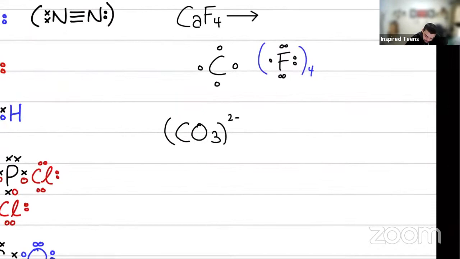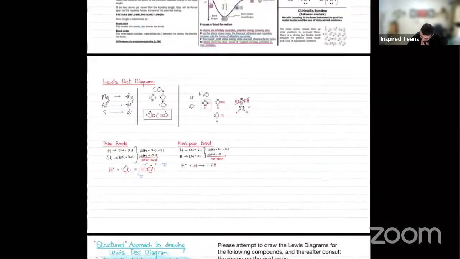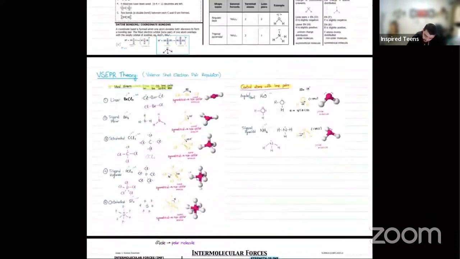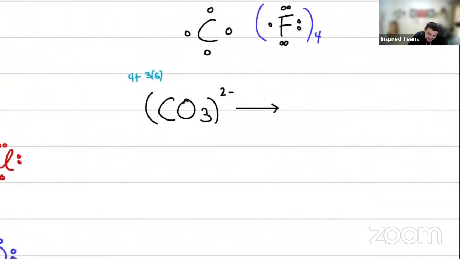Okay. Let's have a look at this. Let's follow it step by step. Count the total number of electrons. So here we have carbon, which has 4. So it's going to be 4 plus oxygen. Each oxygen, I believe, has 6. And then 2- means it has 2 extra electrons, so I will have to add 2. Six times three is 18, plus 4 is 22, plus 2. So 24. Okay, so we have 24 electrons.